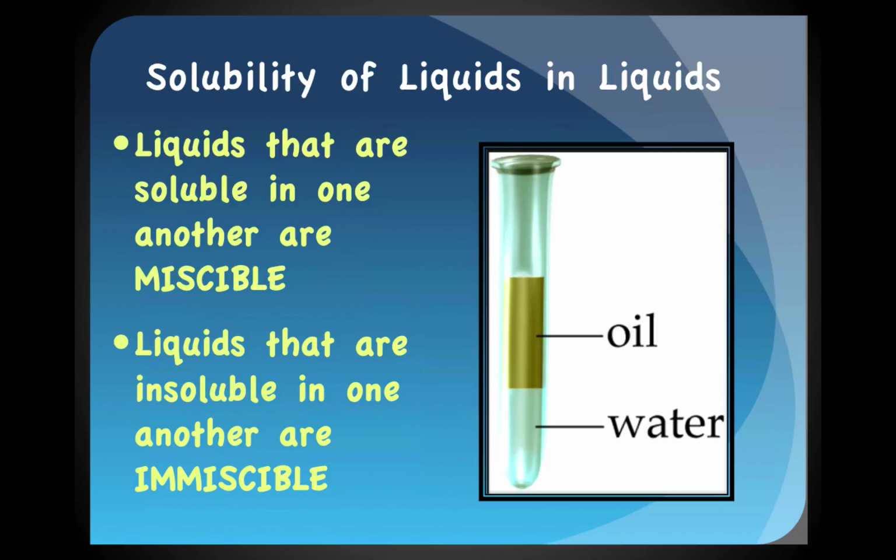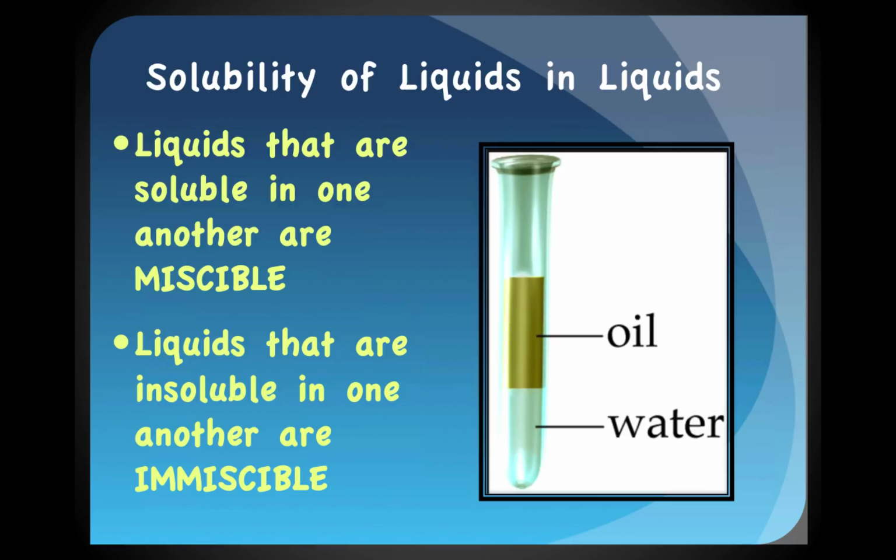Let's consider the solubility of liquids in liquids. Why is it that oil and water don't mix? Well, first of all, we need to know some definitions. Liquids that are soluble in one another are miscible. Miscible liquids would be water and alcohol, water and orange juice. Liquids that are not soluble, or liquids that are insoluble in one another, are called immiscible. Oil and water are immiscible. They do not dissolve in one another.